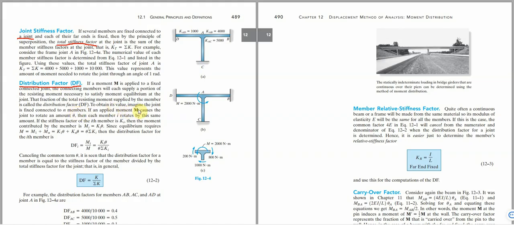and each member rotates by this amount. Now, if the stiffness factor of the ith member is Ki, then the moment contributed by the member is Mi equals Ki theta. Note this: Mi equals Ki theta. And the other time we know our Ki to be equal to what? Ki is equal to, okay, I will still go into that.